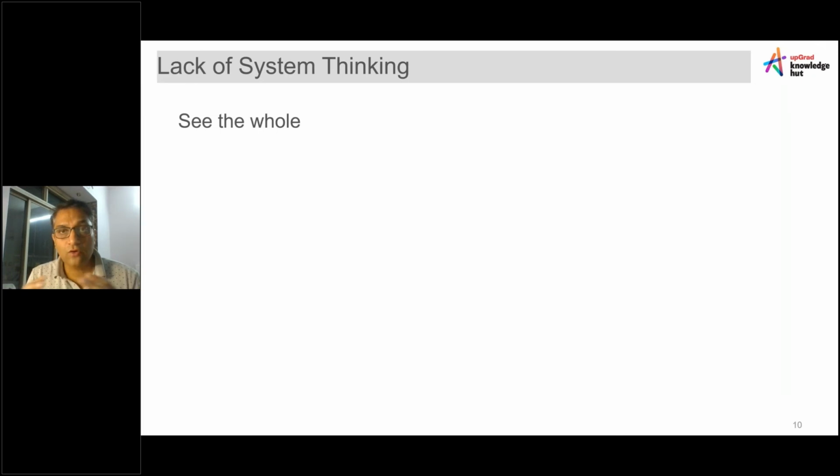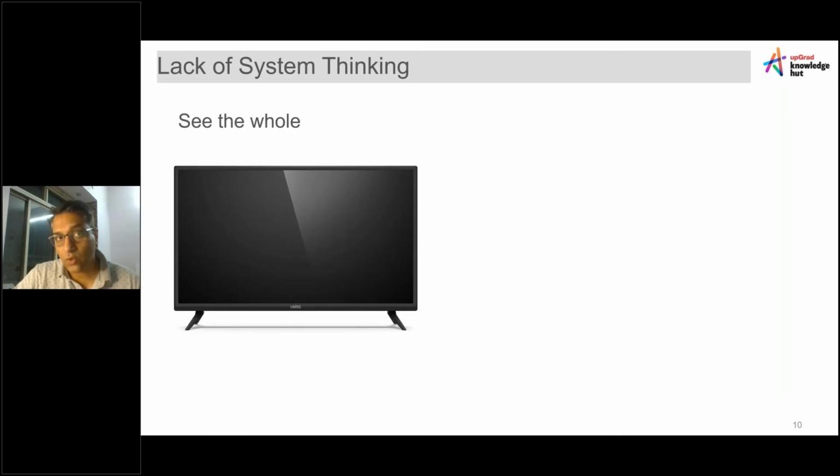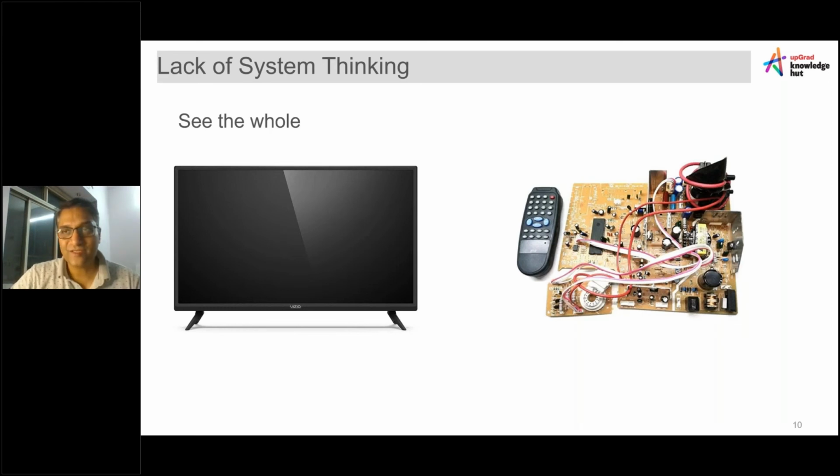You need to think holistically. You need to think about the entire thing. See the whole. That's what we say, see the whole. Imagine this is a product that you want to develop. You want to say, hey, I want to come up with the best television in the world. One of the ways is, of course, you don't need to reinvent the wheel always. So one of the ways is to see which is the best product in the market today, and you probably want to improve on it.